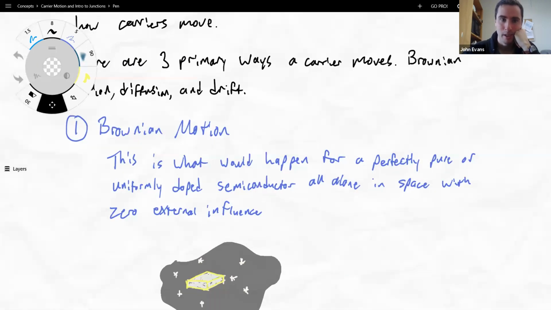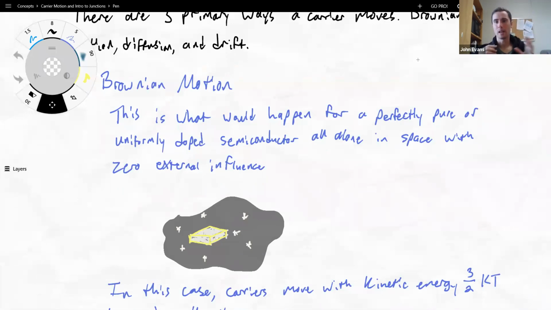So Brownian motion is what happens if you have a perfect crystal that's uniformly doped, a very uniform system that is under no external influence whatsoever. So you can imagine this being a perfect crystal of silicon out in space somewhere.